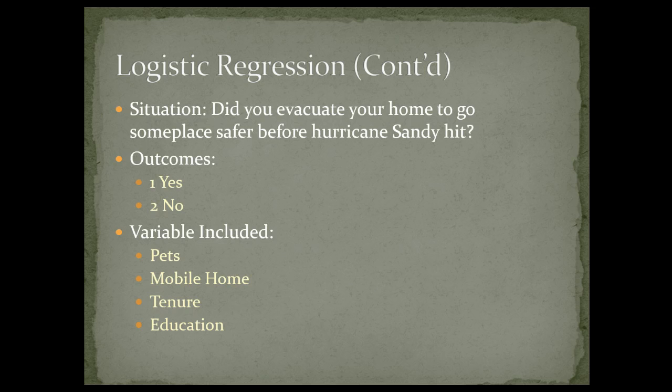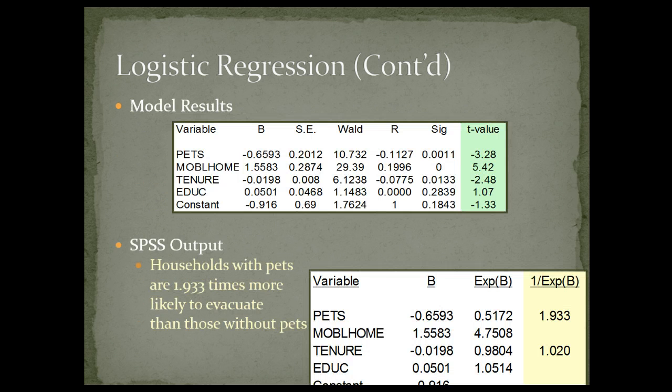So, situation. Did you evacuate your home to go someplace safer before Hurricane Sandy hit? And we have two outcomes. We can choose 1, yes, or 2, no. So we coded yes as 1 and no as 2. And the variables we included were: do you have pets, yes or no? Do you live in a mobile home, yes or no? How long have you lived in your current residence? And the education level that you have. So we ran the model and we got our results.